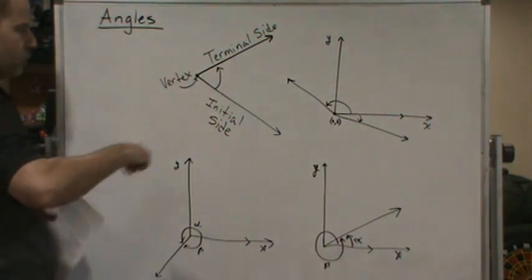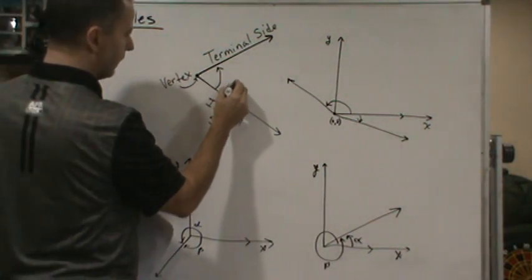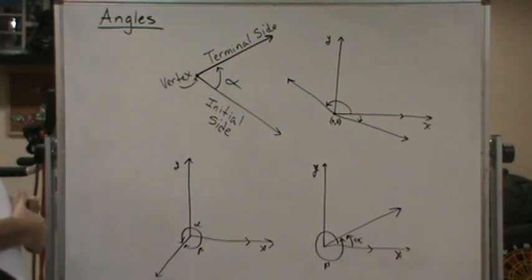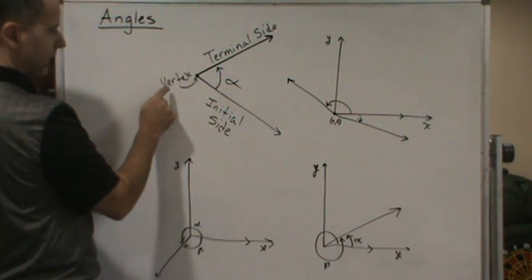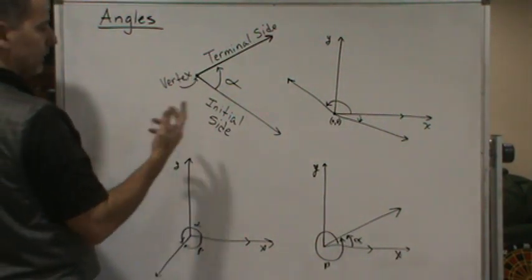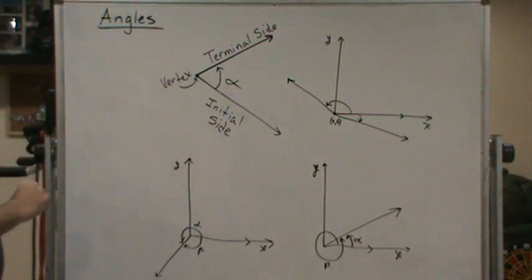And of course, we could use Greek letters for the angle, so that we could say that this is alpha, okay? Or we could use capital letters like A as well to represent the angle. But these are the parts of the angle. We have the initial side, the terminal side, and the vertex, and the way we label those as well.